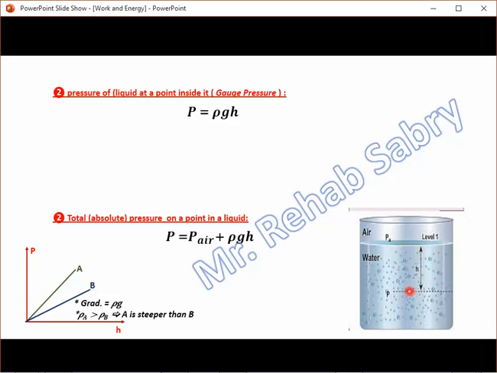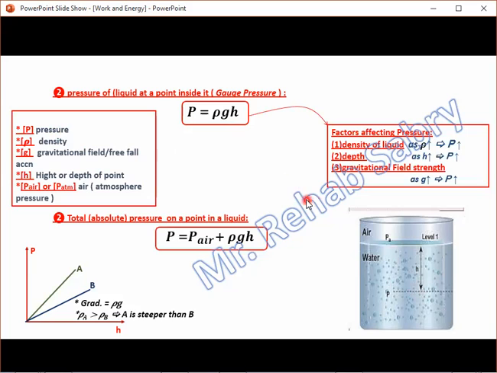So we can find the pressure of this weight on any point here by the same formula, F divided by A. But sometimes the problem doesn't give you that weight. So we make an alternative method to find the pressure of the liquid at a point inside it. This method is P equals rho GH. P is the pressure, rho is the density of this liquid, G is the gravitational field or the free fall acceleration, and H is the depth of this point from the surface, or the height of the surface above this point.